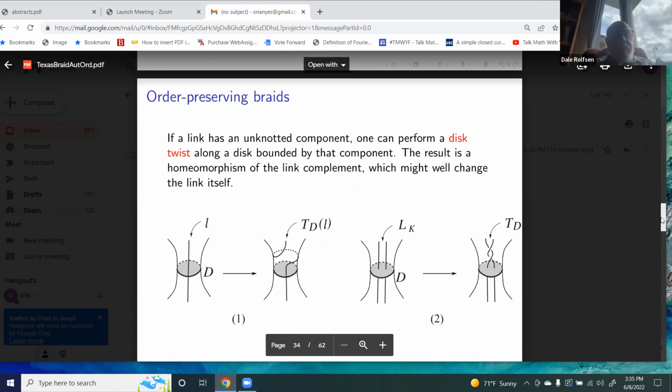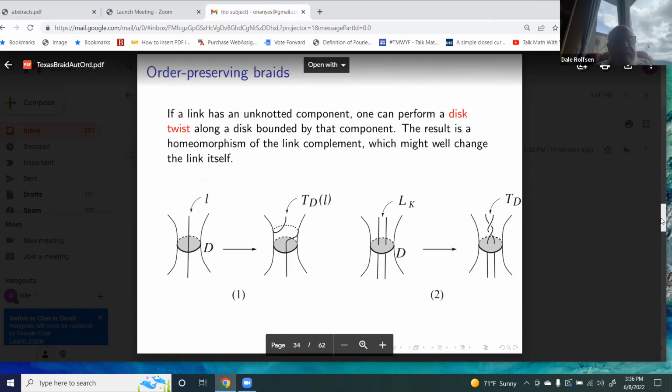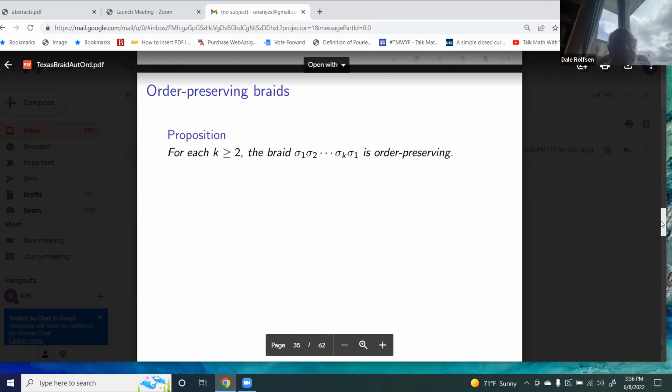Now, if a link has an unknotted component, then as this picture shows, you can cut open the disc that it bounds, give it a full twist, and then put it back together. And it results in a homeomorphism of the link complement, but the link itself might change, as you can see in this picture. An application of this is that the braid sigma 1, sigma 2 up to sigma k times sigma 1 is order preserving.